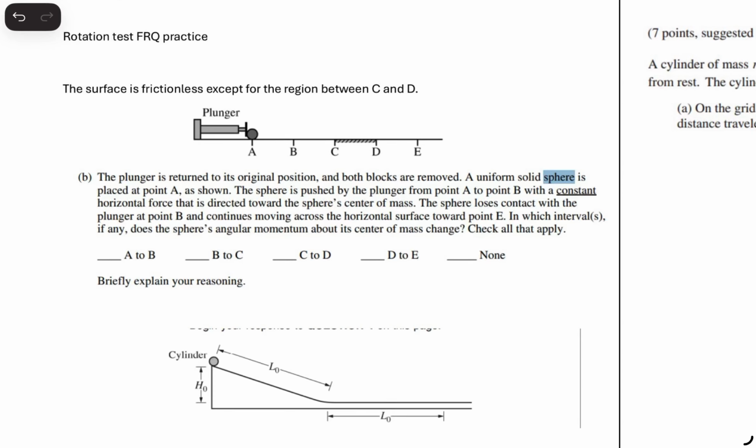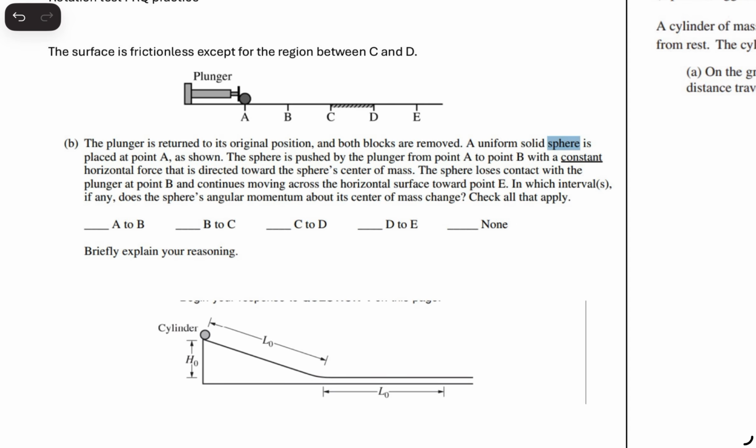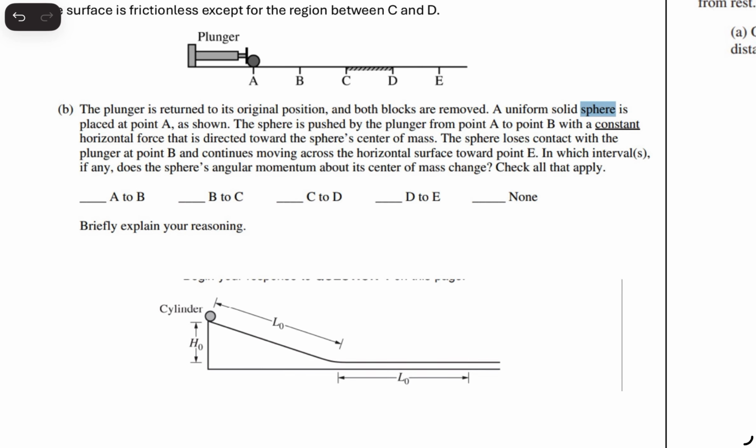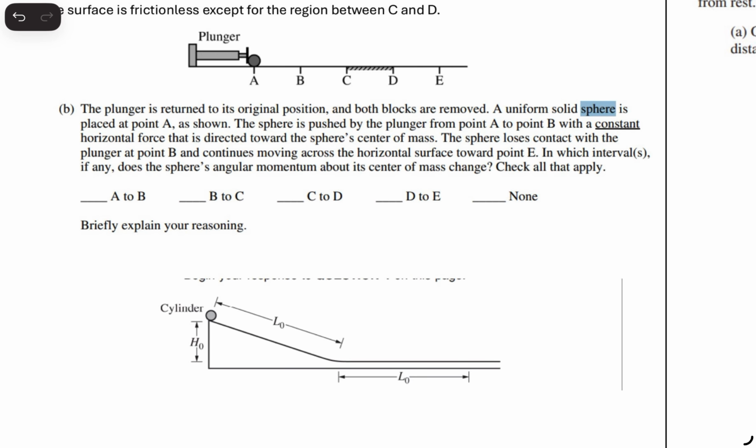In this video, we're going to be doing a practice for an FRQ of rotations in AP Physics 1. On this problem, we have a frictionless surface except for the region between C and D. The plunger is going to be returned to its original position and both blocks are removed. A solid uniform sphere is placed at point P as shown.